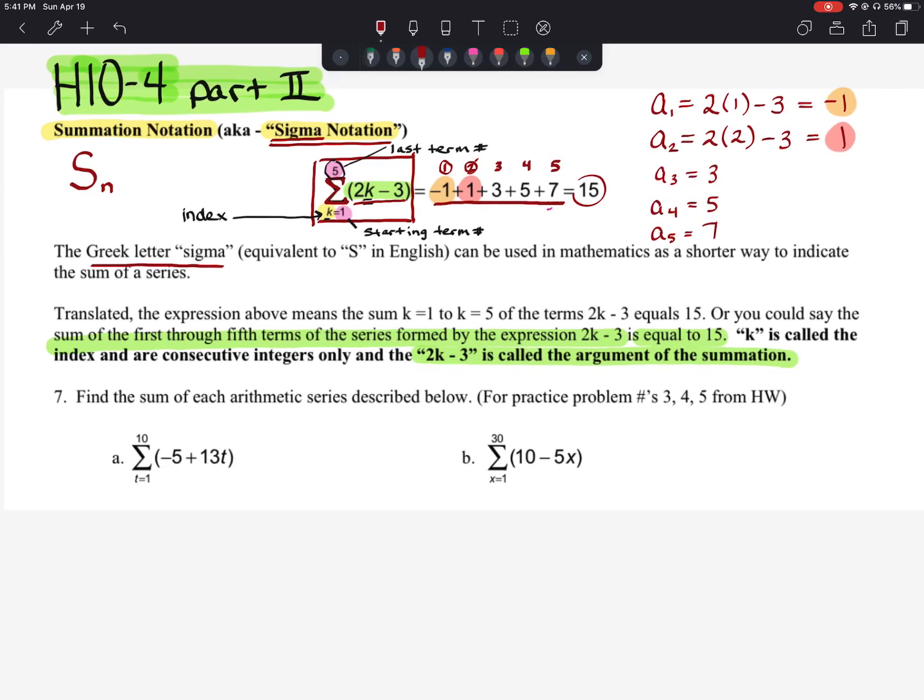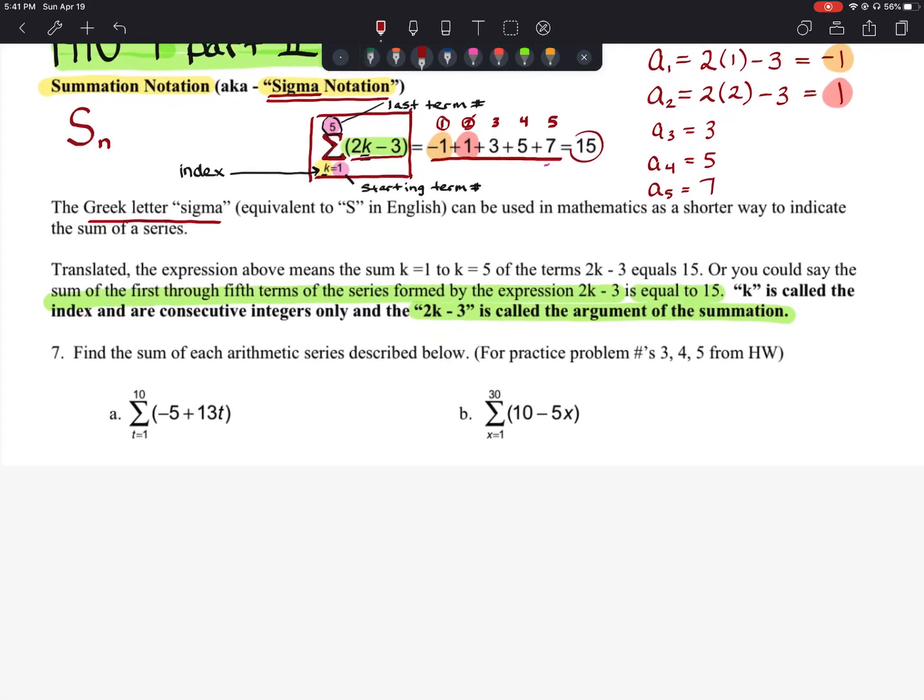This may seem really foreign to you, but if you keep after it, you will grasp it at some point. Just make sure you're reaching out if you have questions. We'll go through a couple examples to hopefully help it make sense to you here.